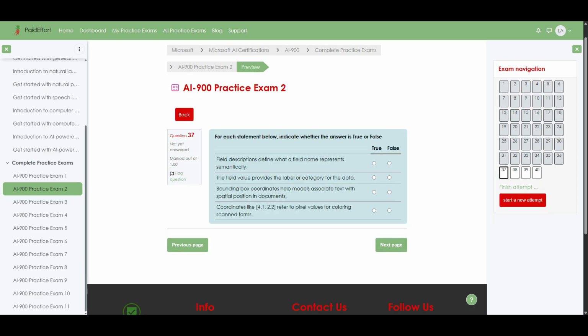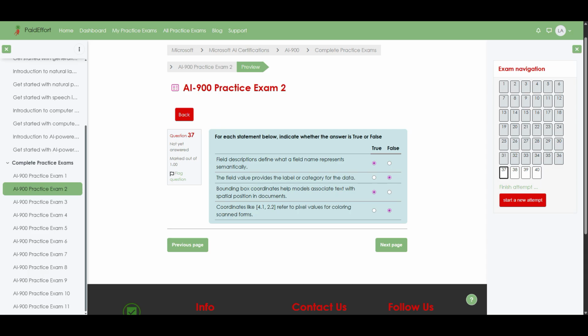For each statement below, indicate whether the answer is true or false. Field descriptions define what a field name represents semantically, true. The field value provides the label or category for the data, false. Bounding box coordinates help models associate text with spatial position in documents, true. Coordinates like 4.1, 2.2 refer to pixel values for coloring scanned forms, false. Let's go through the explanation now.